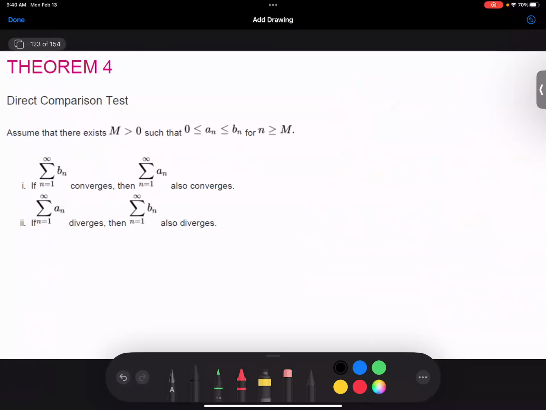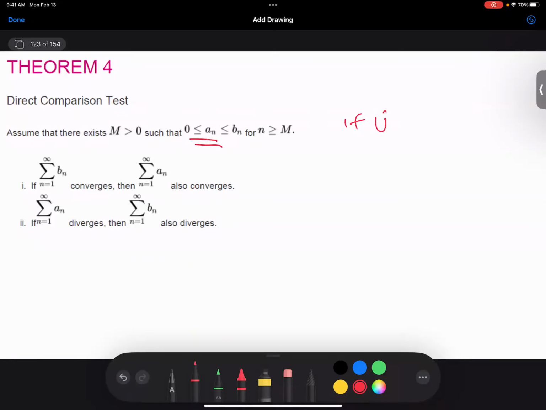Okay, so the direct comparison test. Assume that we have positive numbers, 0 ≤ an ≤ bn. If the sum of bn converges, then the sum of an converges. If the sum of an diverges, then the sum of bn diverges. If you think about this, if bn converges and all the an are between 0 and bn, then the sum of an has to converge as well. It's important that we have that it is greater than or equal to 0.